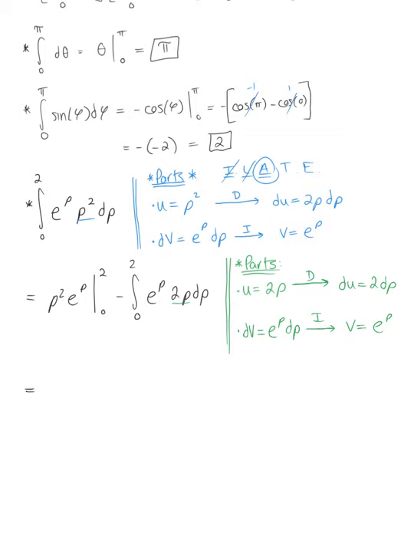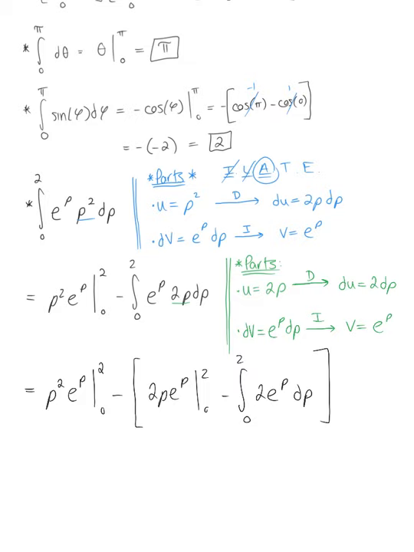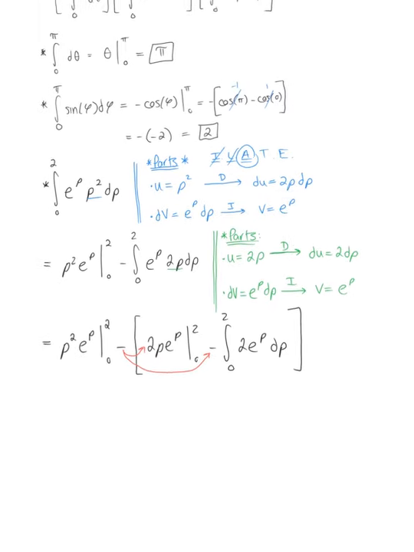And plugging these back in, we have rho squared times the natural exponential raised to the rho from 0 to 2 minus, and I'm using brackets here for my safety, so then we apply parts, so I have u times v, which is 2 rho times the natural exponential raised to the rho from 0 to 2 minus the integral from 0 to 2 of v du, so that's going to leave us with 2 times the natural exponential raised to the rho d rho. And we're excited here. We can see that this is a general antiderivative, so we'll be able to integrate. Just be mindful of your signs.